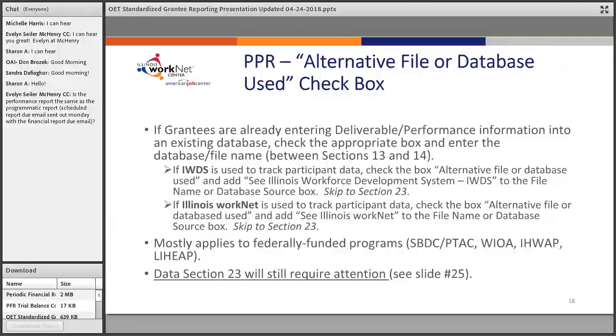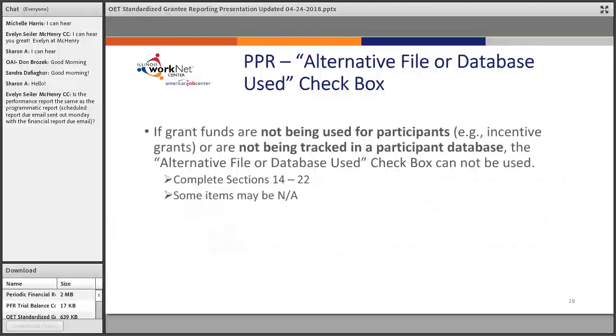Once you've completed sections 1 through 13, then it says alternate file or database used, file name or database source. Now, in some cases for the Talent Pipeline, you are reporting on a grant in IWDS and IWTS. Please list both databases. Section 23 will still require attention. This comes up in a future slide.